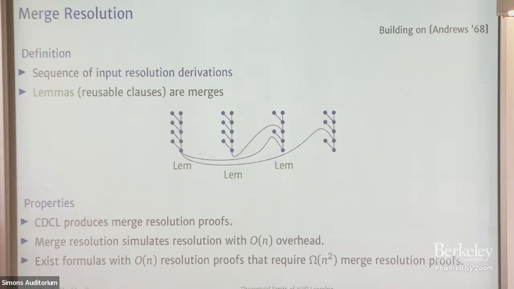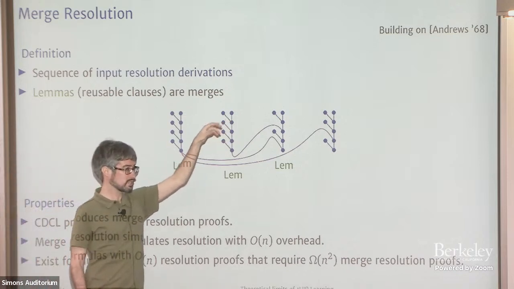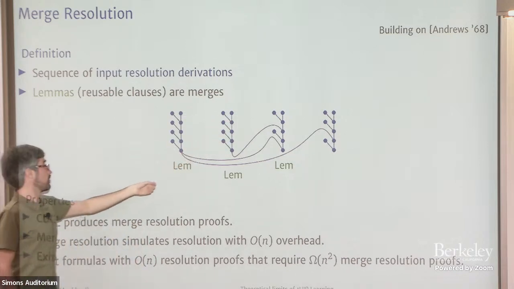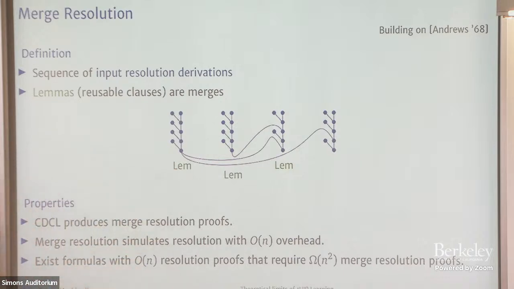So just to summarize what I said, we can have this proof system. Let's call it merge resolution because it builds on some proof system from the 60s, where we ask learned clauses to be merges. We can show that the kind of proofs that CDCL produces will always be in this form, and we can show that there's a separation between normal resolution and merge resolution. Well, that was the result.